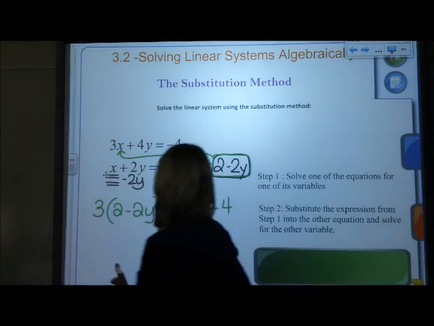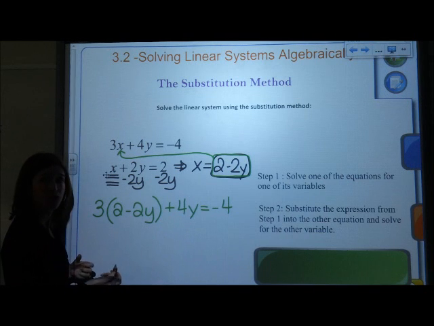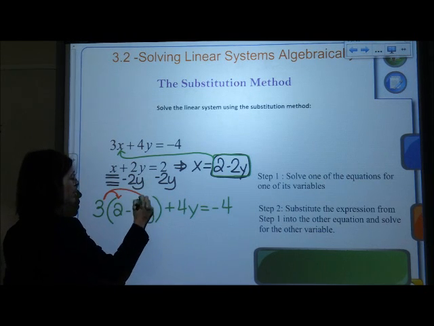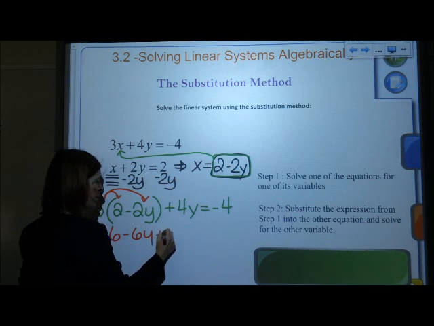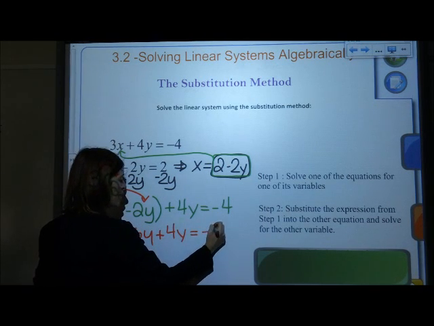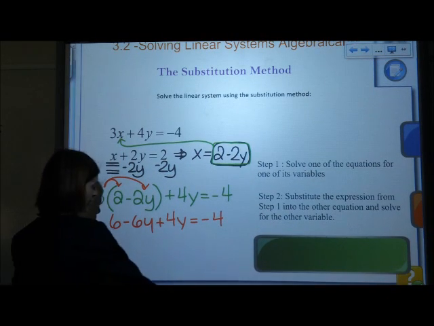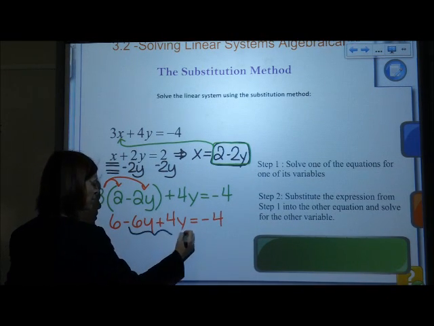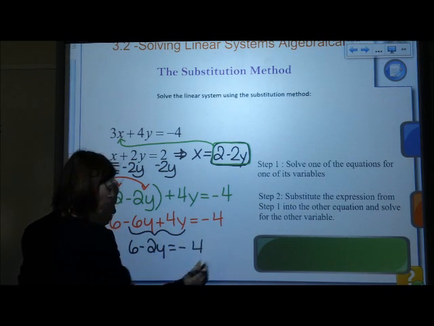Well, it's nice now because everything is an equation in one variable, which you do know how to solve. The first thing we're going to do is distribute the 3. So we get 6 minus 6y plus 4y equals negative 4. Okay, we're going to keep solving, and we're going to combine our like terms. So we get 6 minus 2y equals negative 4.